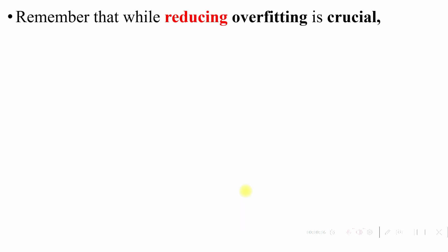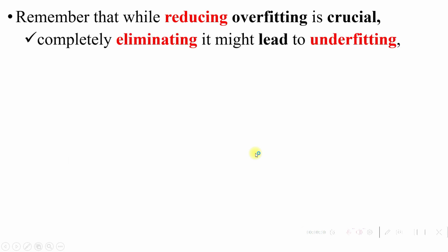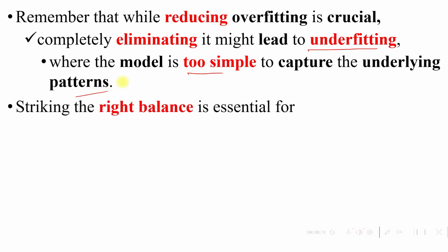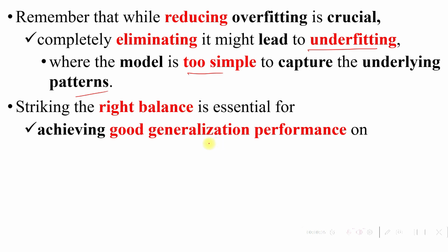Reducing overfitting is a very crucial task, but completely eliminating it might lead to underfitting, where the model is too simple to capture the underlying patterns. Striking the right balance is essential for achieving good generalization performance on new, unseen data.